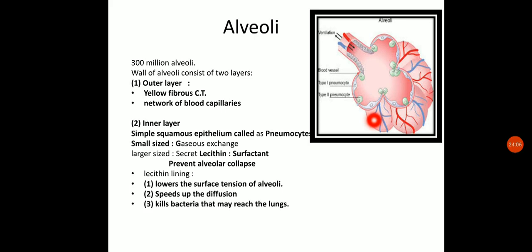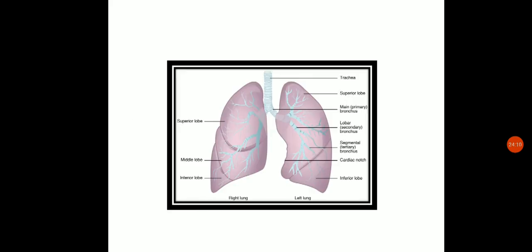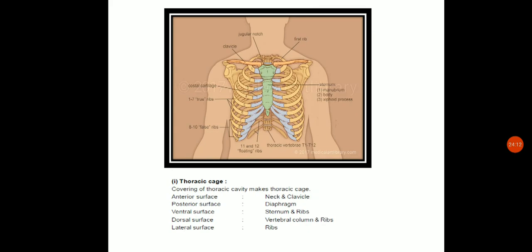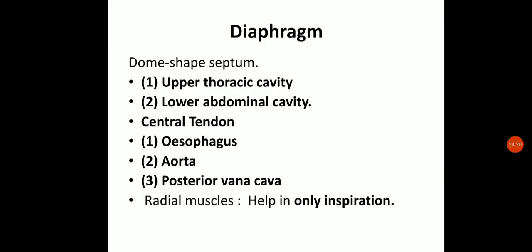Okay, so these are the main functions and the structure of the alveoli. We have done the structure of the lungs and the alveoli. Now we have seen the lungs are covered by the thoracic cage, and at the posterior part, they are basically covered by the diaphragm. So let us see the diaphragm.